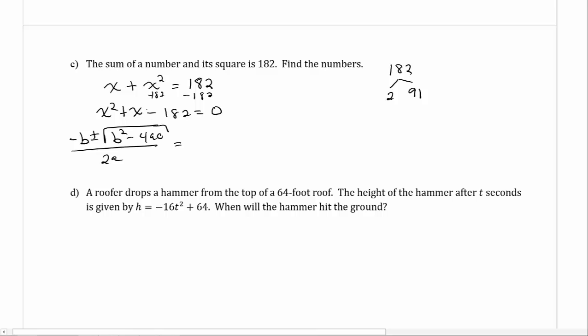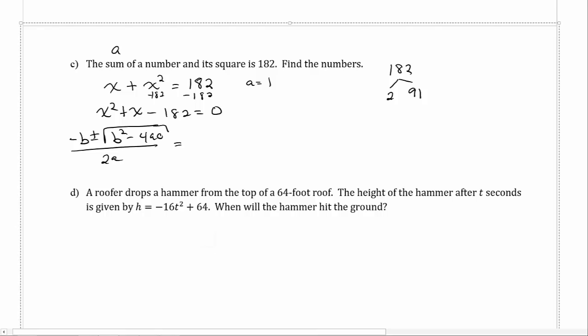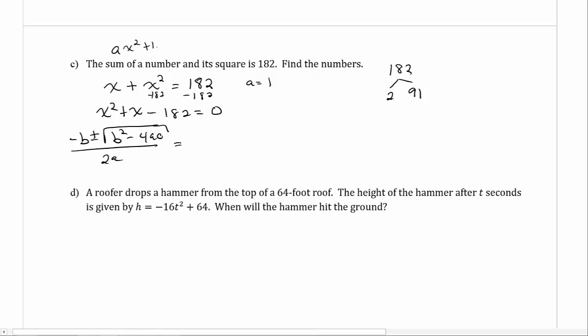And so a for this problem is 1. That's always the number in front of x squared. So a quadratic has the form ax squared plus bx plus c. And b is also 1. It's the number in front of x. And c is negative 182.